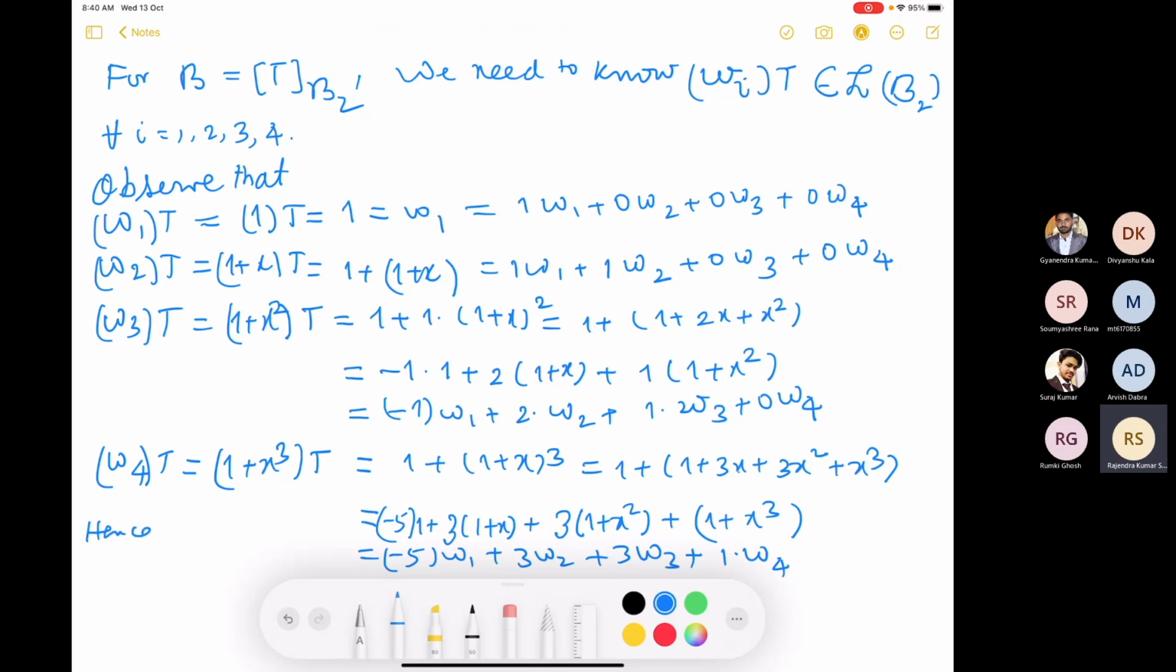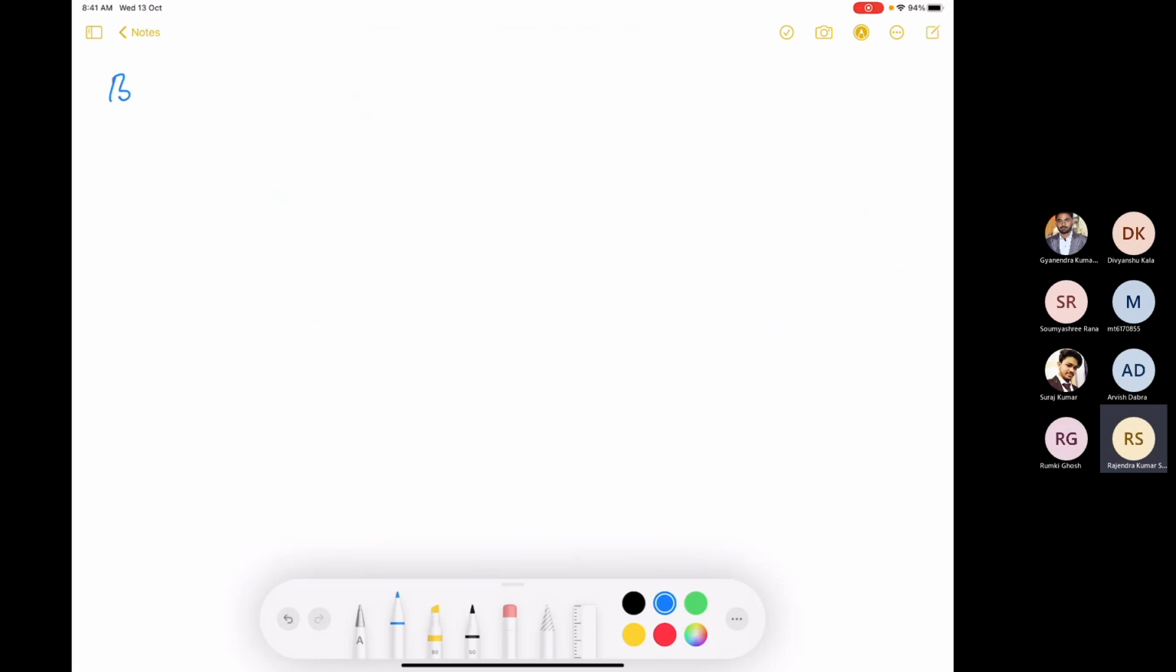Hence the matrix of T with respect to the ordered basis B2 is B. So we'll change the page, but the matrix I can tell you here itself. The first row will be 1, 0, 0, 0. Second row will be 1, 1, 0, 0. Third row will be from here, T of w3, minus 1, 2, 1, and 0. Finally, the last row will be minus 5, 3, 3, and 1. So what I have got here is B, that is the matrix of T with respect to B2.